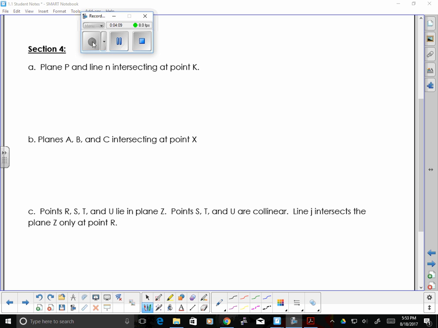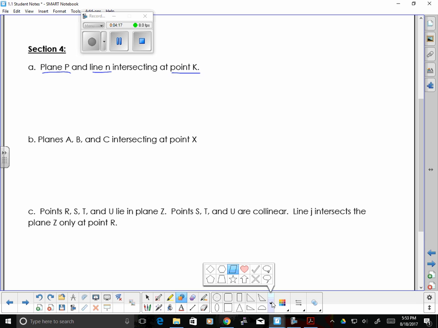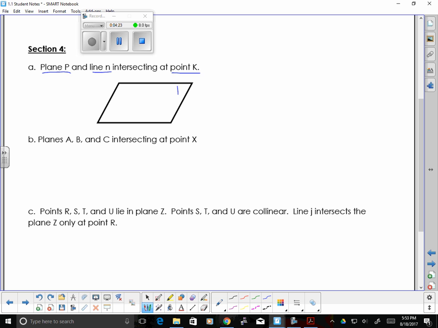Okay, so we want plane P and line N intersecting at point K, very much like the picture that we just drew, except we're going to have names for each of these objects. So we're going to draw a plane, and that's supposed to be plane P. So in one corner, I'm going to put a P for the plane. Then I want line N that's going to intersect it. So this is what we talked about.